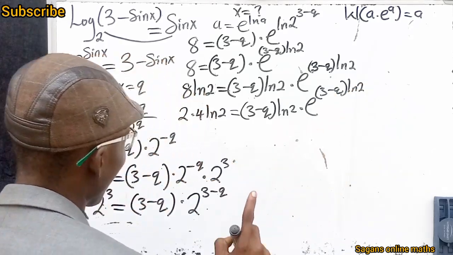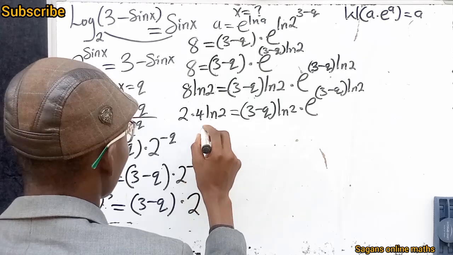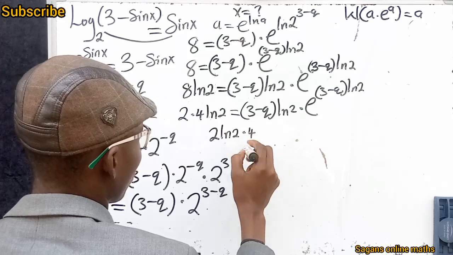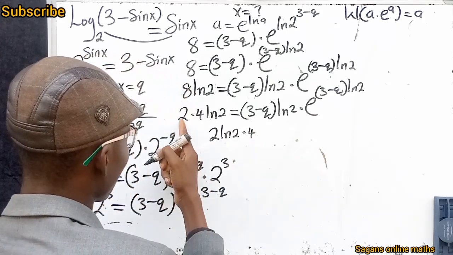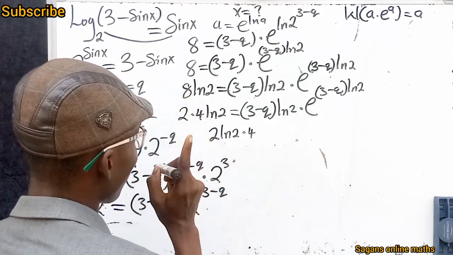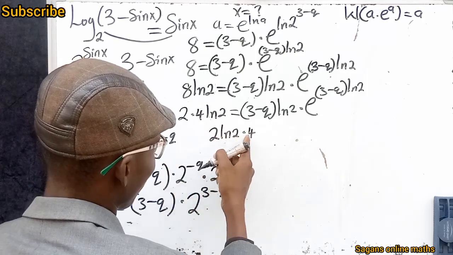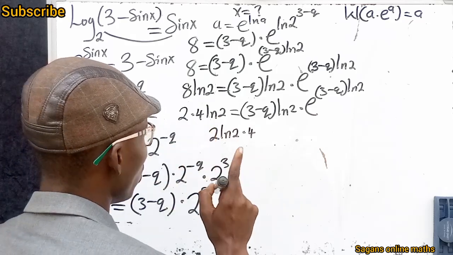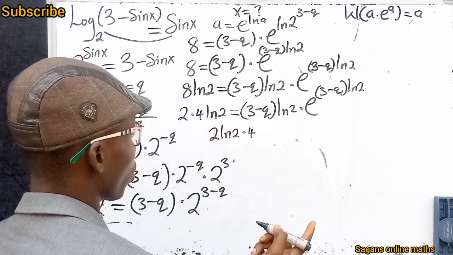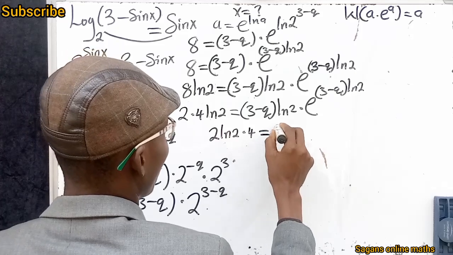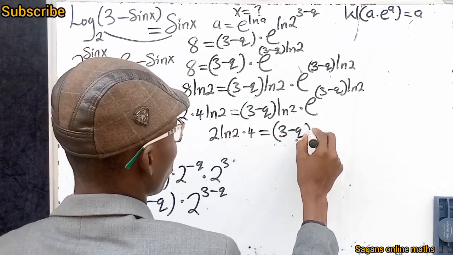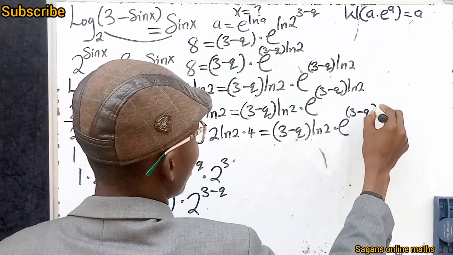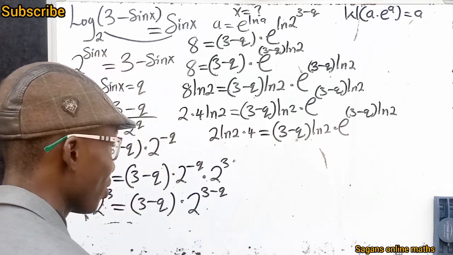Now you know that I'm not wrong if I decide to write this as 2 ln 2 multiplied by 4. My brother and sister, observe the question. I'm having here 4 multiplied by 2. Remember that 2 times 4 is 8. So I'm not wrong to write this as 2 multiplied by ln 2 multiplied by 4. Remember, the relationship between all this is the multiplication sign. So I'm not wrong in any way. Equals 3 minus q ln 2 multiplied by e raised to the power of 3 minus q ln 2.